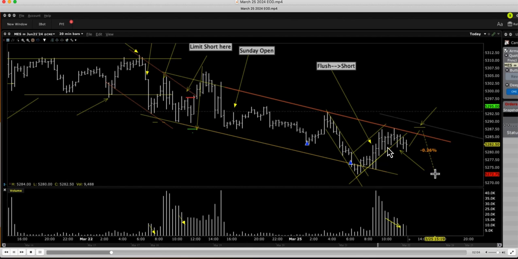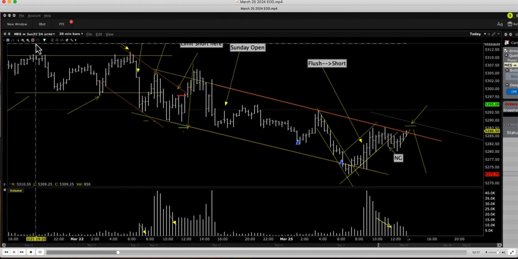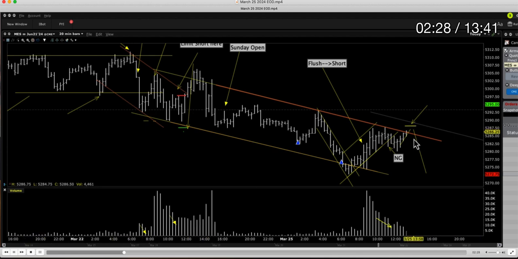I'm still looking for a move higher. Get filled. And we're starting to get there. Took a while. I think I got filled. And this is my target in here, which is 10 points. So sell it at 90, buy it back at 80.